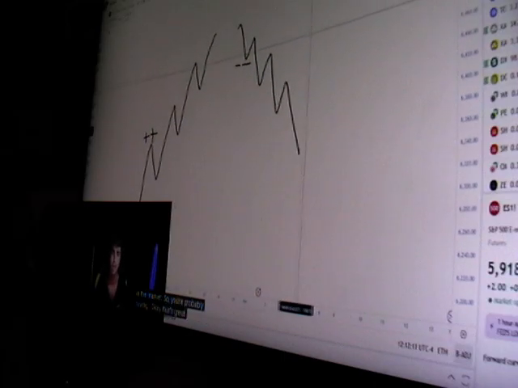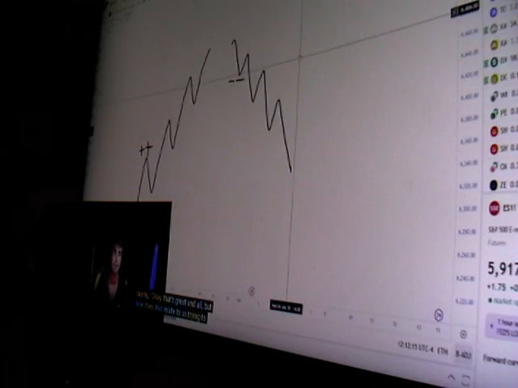So you're probably saying, okay, that's great and all, but how does this relate to us trying to catch the top and bottom of moves?